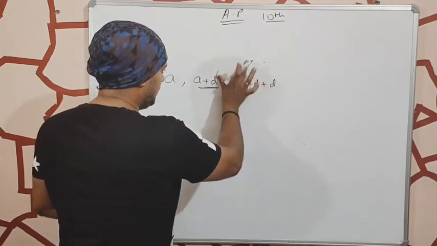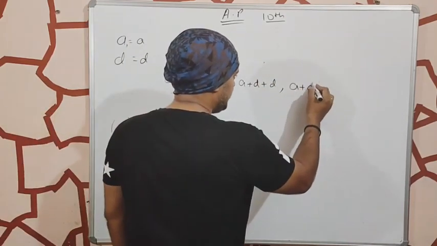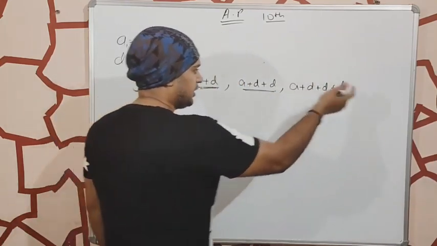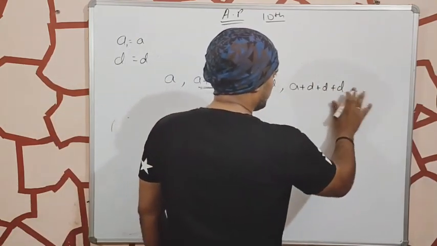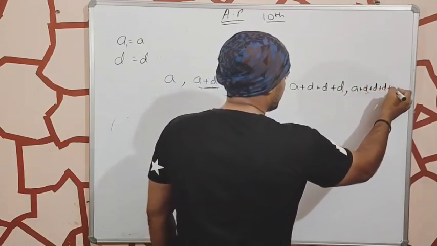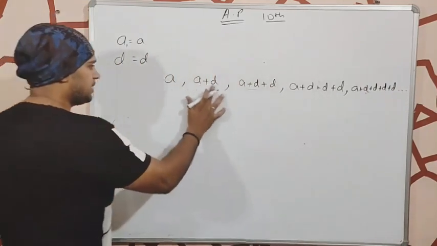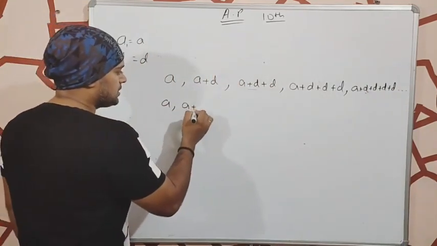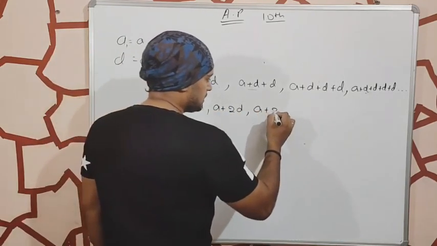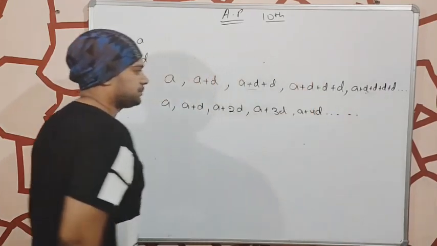So the next term will be a plus d plus d. Now the next term will be a plus d plus d plus d. Again we are going to add d to this term and we will get the next term, and so on. One more term I am taking, a plus d plus d plus d plus d, and so on. Is it clear? Now this can be written simply as a plus d, a plus 2d, a plus 3d, a plus 4d, and so on.